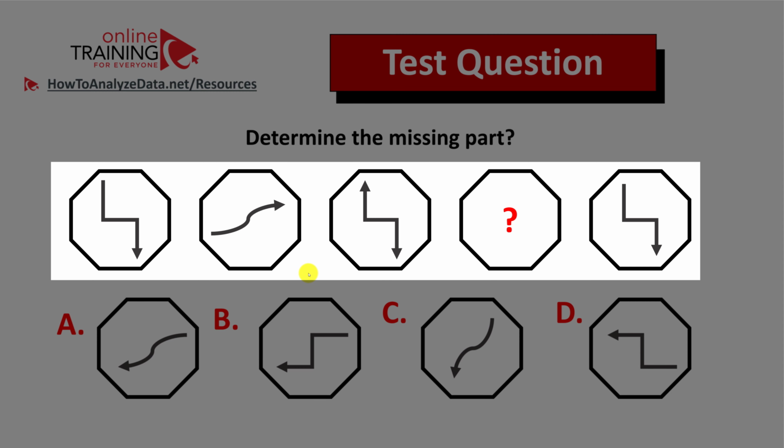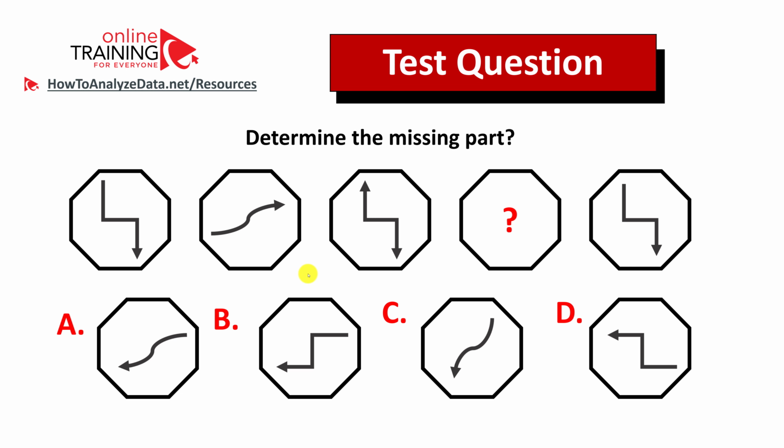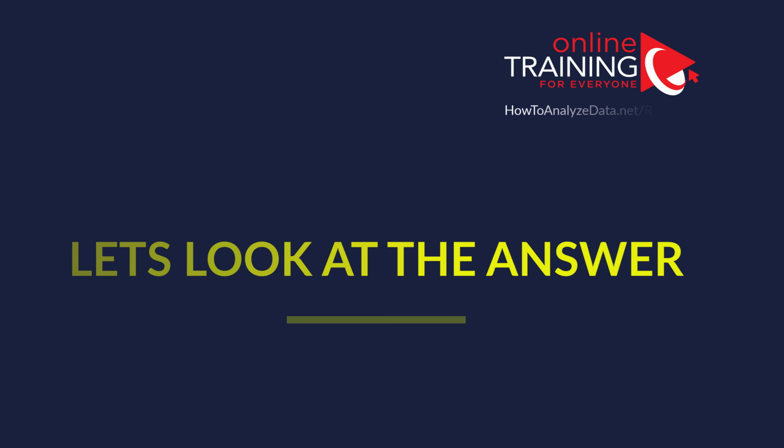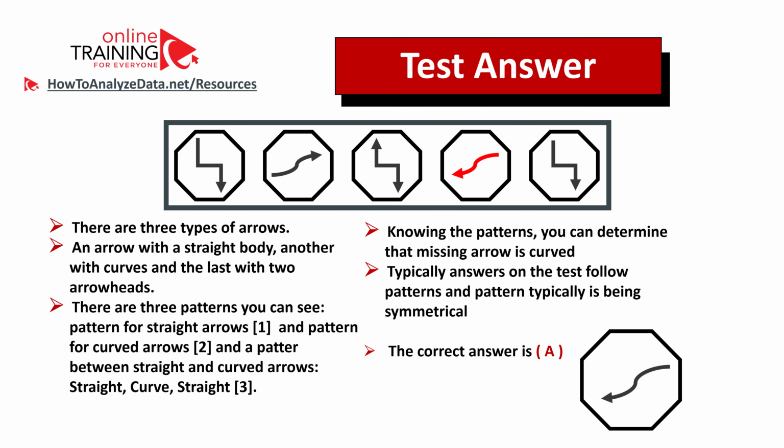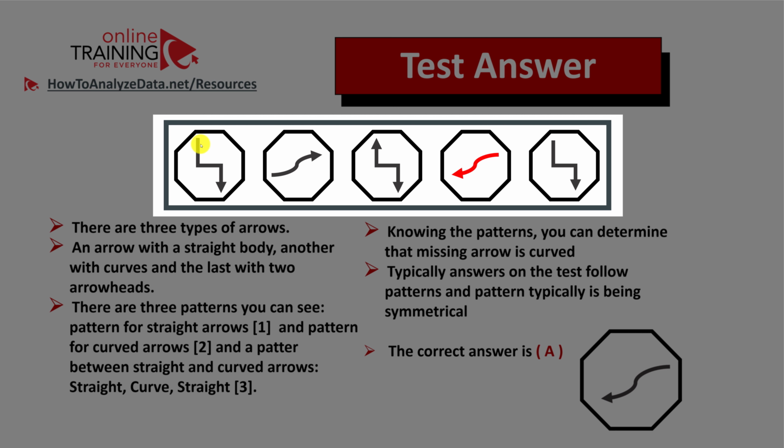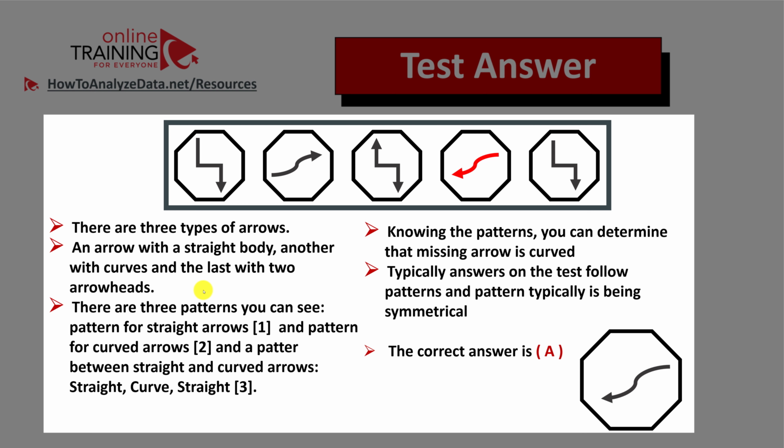Give yourself 20 to 30 seconds to think through this and see if you can come up with the answer on your own. Did you figure out the answer? Let's continue to see how we can solve this challenge and get to the correct solution together. Let me explain how you can come up with the solution on your own. What we see here is 3 types of arrows. We see an arrow with a straight body, another arrow with a curved body, and then we also see an arrow with 2 arrowheads. As usual, my recommendation is always look for patterns.